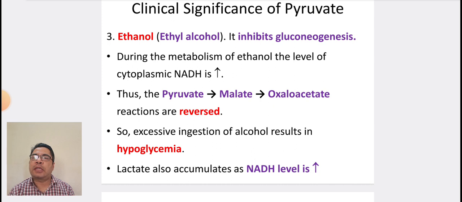Ethanol or ethyl alcohol. It inhibits the gluconeogenesis. During the metabolism of ethanol, the level of cytoplasmic NADH is increased. Thus, the pyruvate to malate to oxaloacetate reactions are reversed. So, excessive ingestion of alcohol results in hypoglycemia. Lactate also accumulates as NADH level is increased.